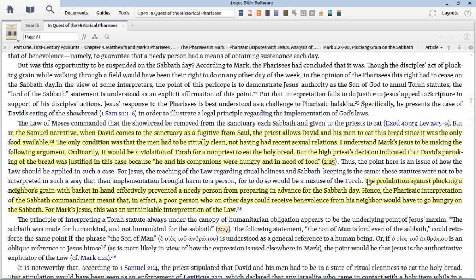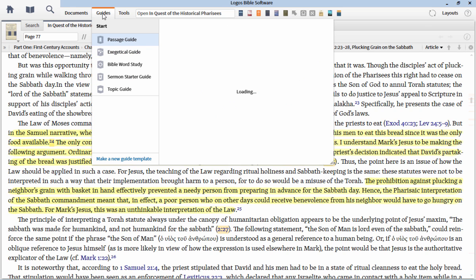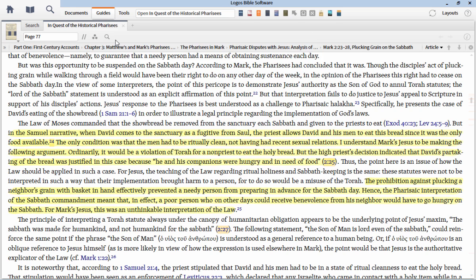Anyway, it talks about the prohibition against plucking a neighbor's grain with basket in hand effectively prevented a needy person from preparing in advance for the Sabbath day. In Deuteronomy there is this statement that we can find. Instead of me just talking about it, let's go to the passage guide.